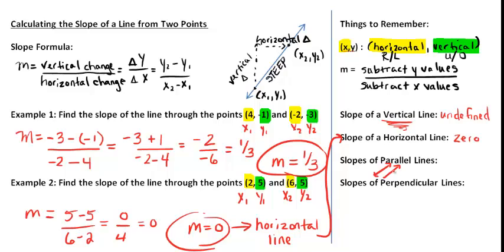Parallel lines, you'll want to know this for the future. Parallel lines are lines that have the same exact slope. They run like railroad tracks. And perpendicular lines are lines that form a 90-degree angle. And so their slopes are going to be opposite reciprocals of each other. Everything in this things to remember column you'll want to memorize moving forward.